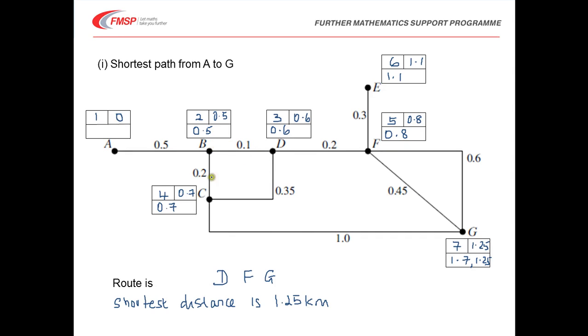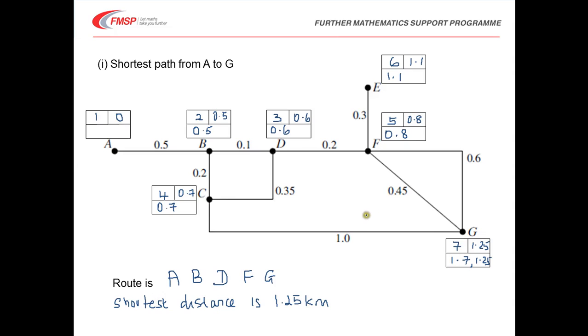0.5 plus 0.1, and we got to B from A. So our route is A, B, D, F, G. Now there were 5 marks for that question.